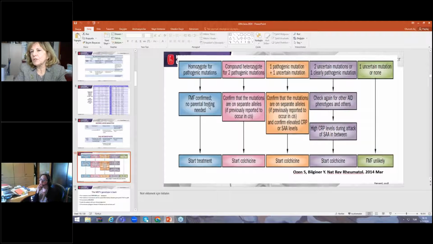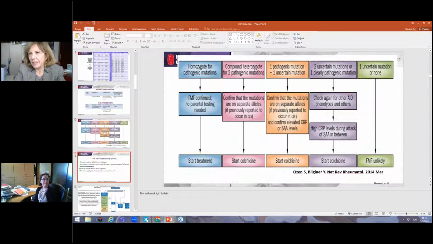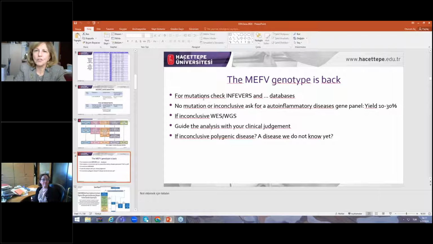So if you have 2 pathogenic mutations, that's fine. You can classify the child as FMF and you can start colchicine, but these are the gray areas. If you have just 1 pathogenic mutation, or if you have variants of unknown significance, this is the gray area where you have to check for the other autoinflammatory diseases and be sure that the patient does not have anything else before you start colchicine.